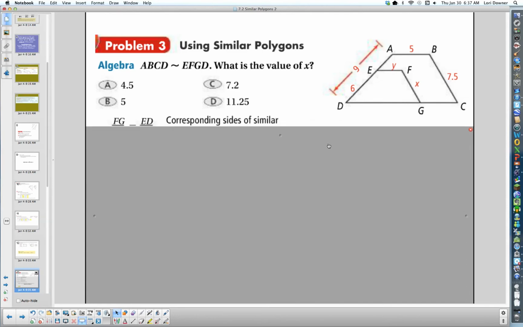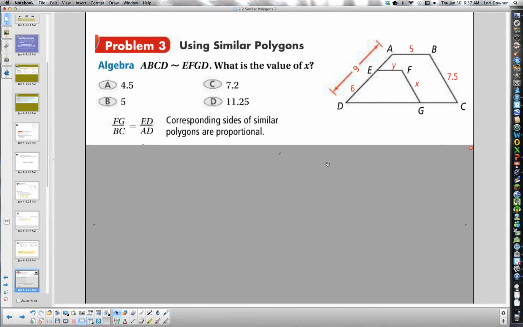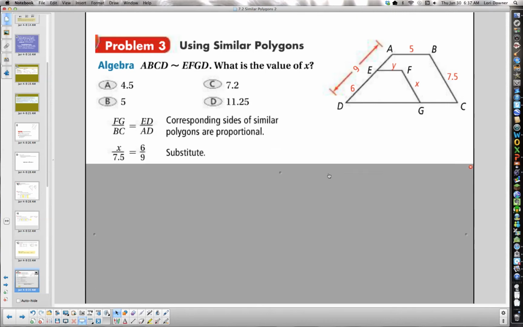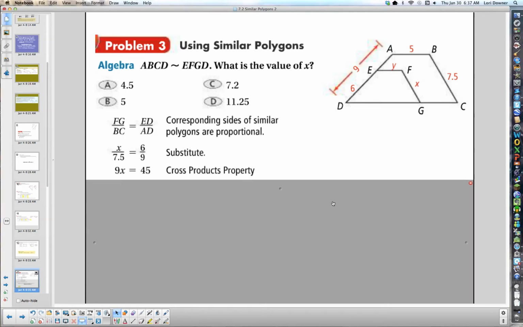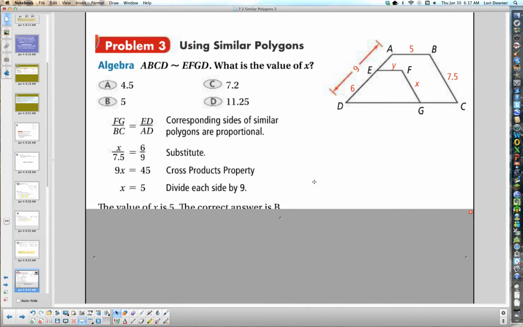So when we set this up, we've got corresponding parts and we're going to use what we know. X is to 7.5 as 6 is to 9. And we're going to cross multiply and solve. And we get x is 5. So the answer is B.